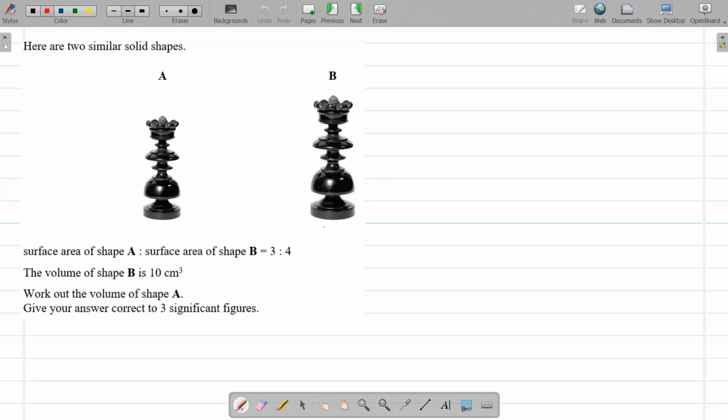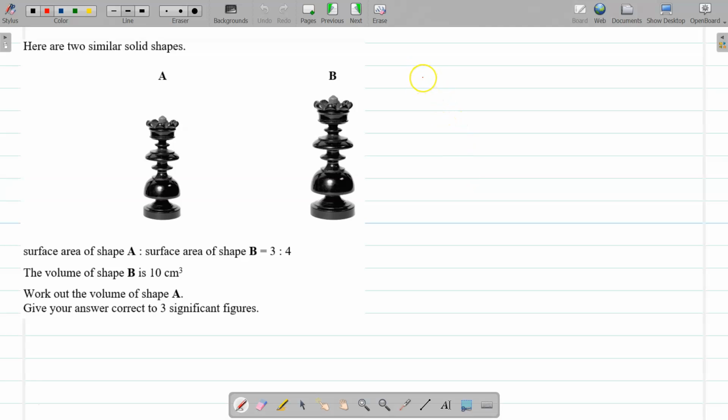Because that's like the surface area comparison. But the question is, the volume of shape B is 10. Work out the volume of shape A. Now, of course, the big mistake is just to say, well, if they're in the ratio 3 to 4, then it must be 7.5. Well, that's wrong, because it doesn't work like that. That's for area, not for volume. And this is what we have to do.